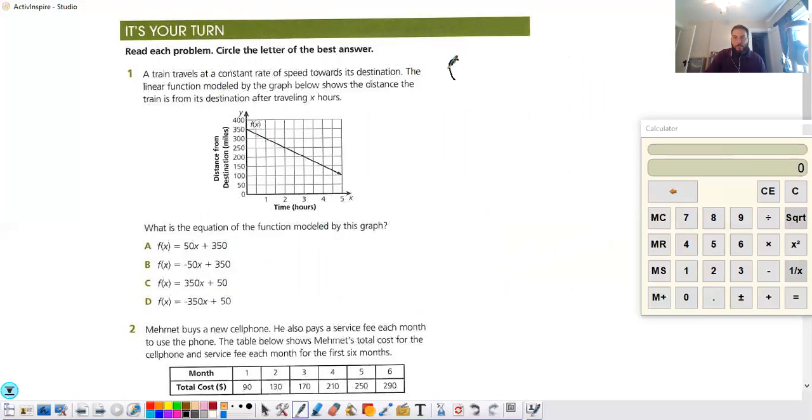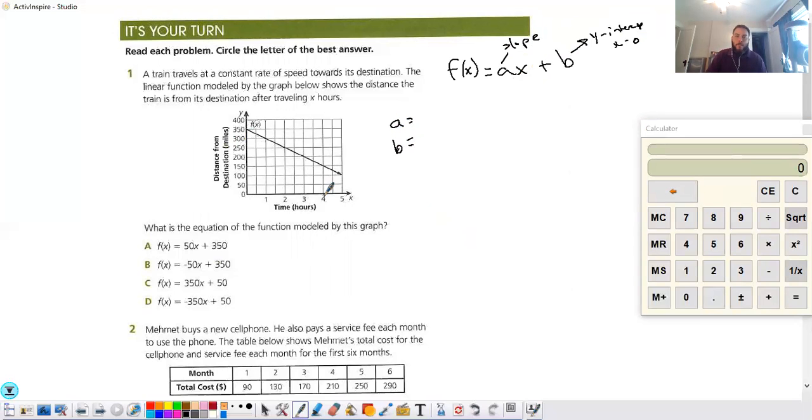So again, we have f of x. This is a linear function, right? It's a constant rate of speed. So we're going to have f of x equals ax plus b, where our b is the y-intercept, or the value when x is 0, and our a here is our slope. So if I want to start, I'll put a equals, b equals, just so we have a space.